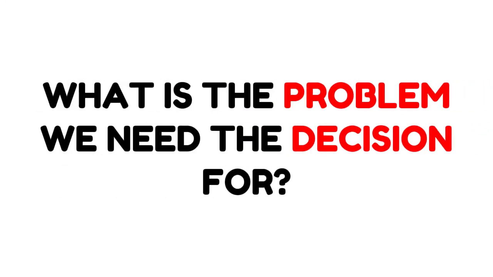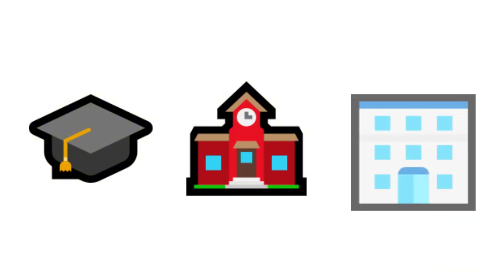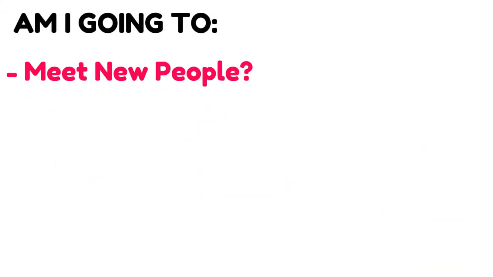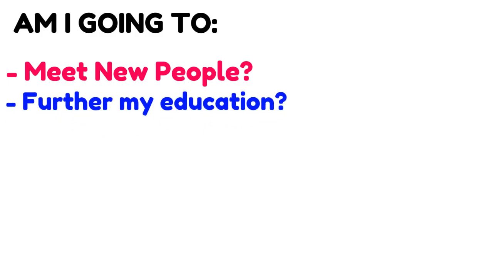Starting with step number 1, clearly define the problem. As an example for formulating a good decision, we need to find first what is the problem we're going to be using that decision for. Like for example, if you already completed high school, consider what am I going to do after college, university, or training program? Am I going to meet new people? Further my education in general? Formulate decisions and why you're making them in the first place.